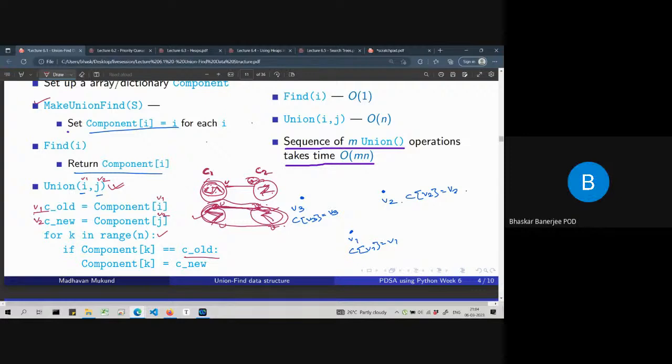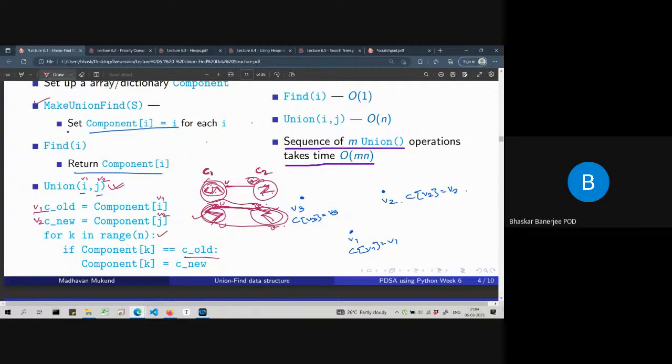U. But the problem is, how can I do that? How will you do that? How will you take all the vertices of the U component and make them V? How can you do that? I will create another dictionary. The list of the keys of the component. Exactly. So that's the next step that we would do now.